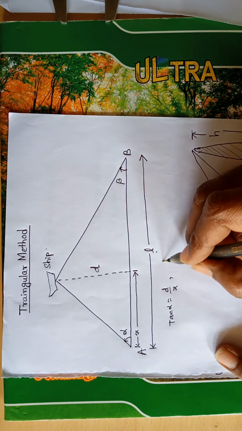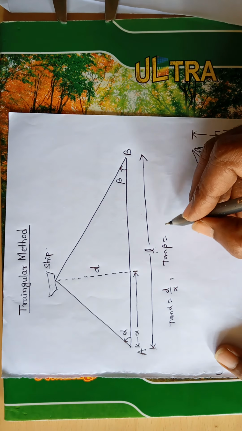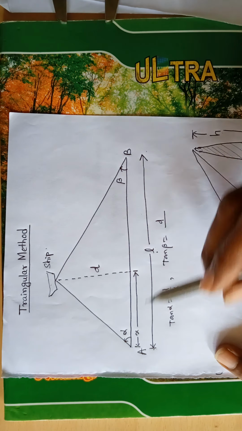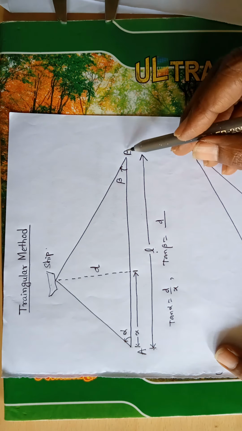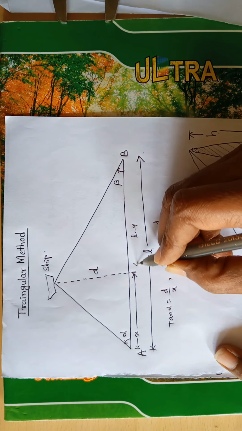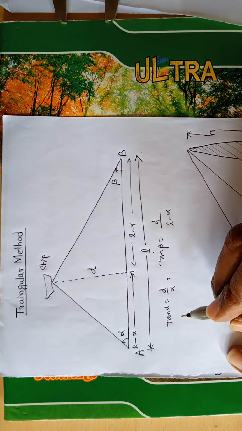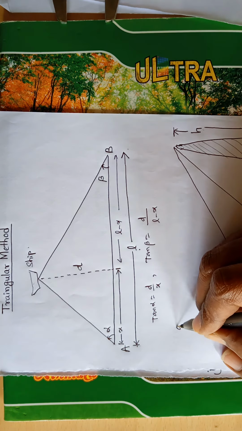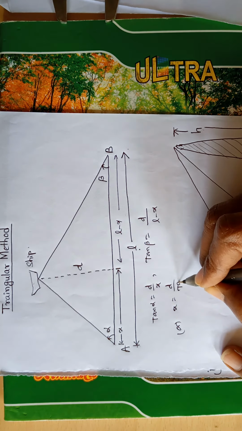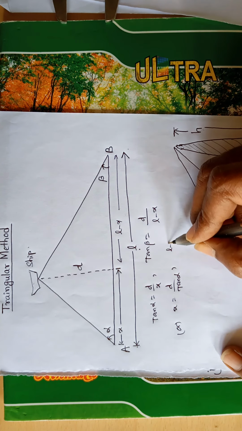Similarly, if I write tan beta, opposite by adjacent. See, this is L value, here to here X value, then this value becomes this minus this. So this becomes L minus X. So this can be written as X is equal to D tan alpha.